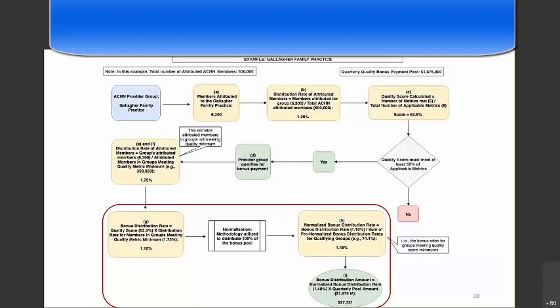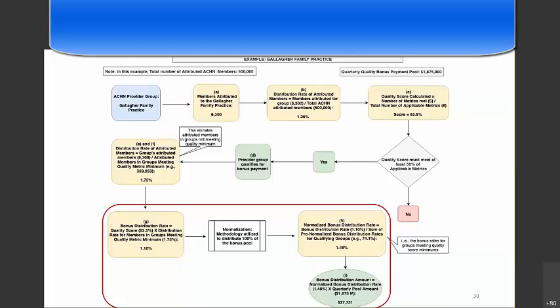The important part of this next process is called normalization. And effectively, normalization is what we're doing to ensure that 100% of our allocated bonus pool is spent. And that is done by calculating a normalized bonus distribution rate, which is the bonus distribution rate for this practice, 1.1% in the case of Gallagher. This is divided by the sum of the pre-normalized bonus distribution rates for qualifying groups.